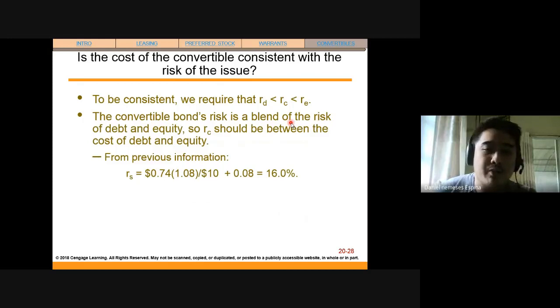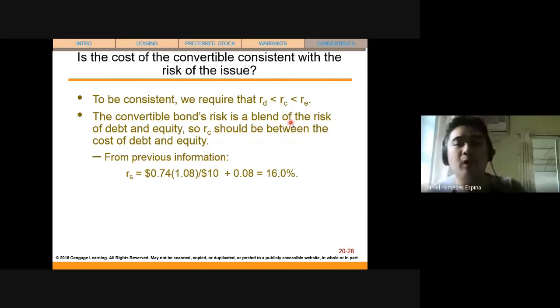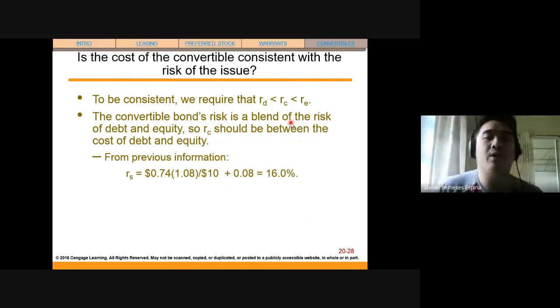The convertible bond's risk is a blend of the risk of debt and equity. So the RC should be between the cost of debt and equity. So kaya naman siya sa tunga-tunga between the liability and equity. So the conversion rate should be higher than the discount rate of the liability but lower than the cost of equity.